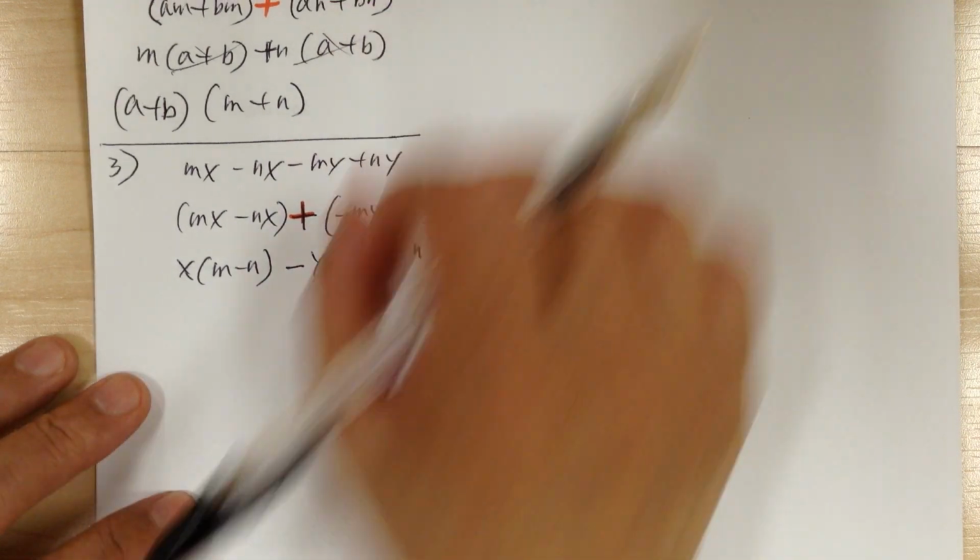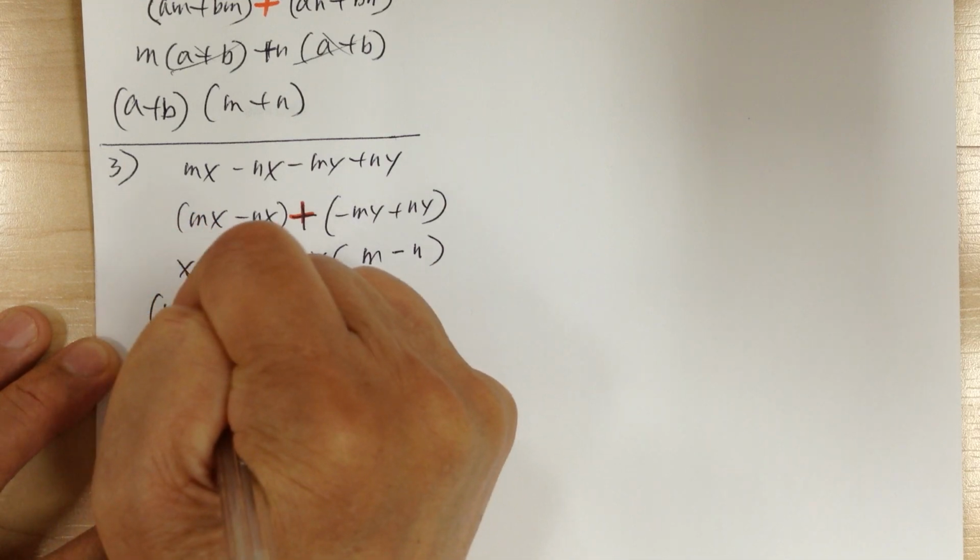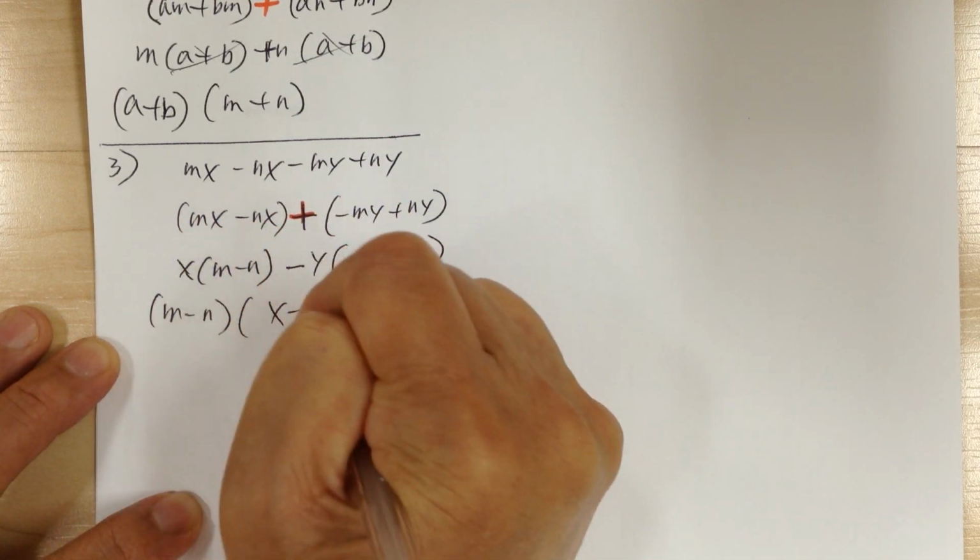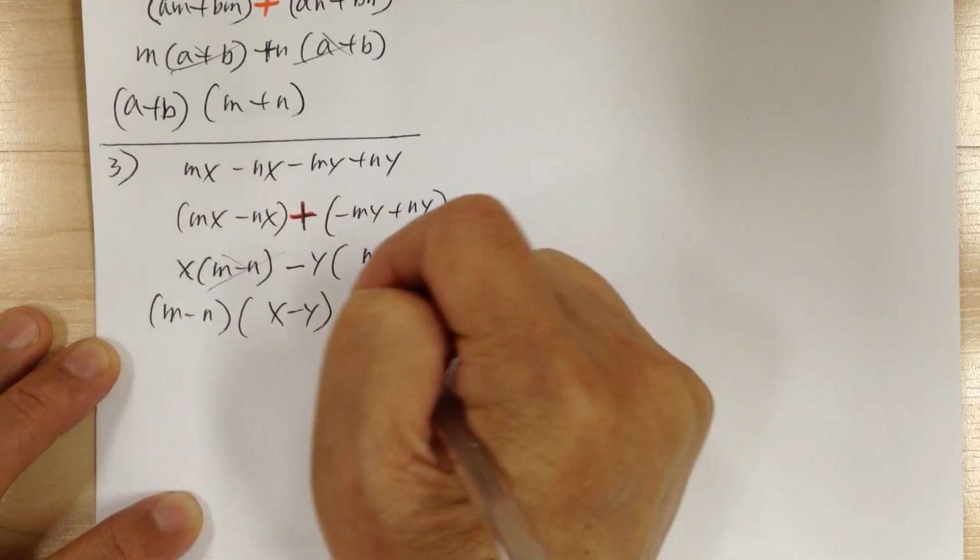Then you can see that you've got m minus n, so you can factor out the group. You've got m minus n, and the leftover would be x minus y. Again, when you factor, it's gone.